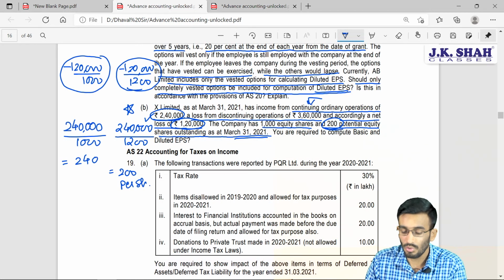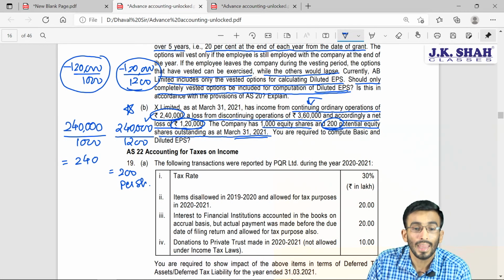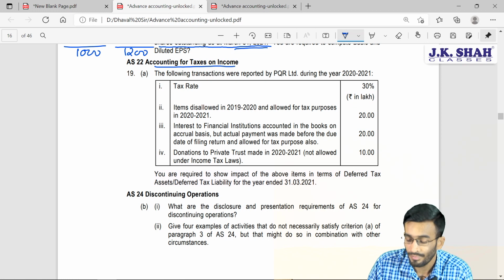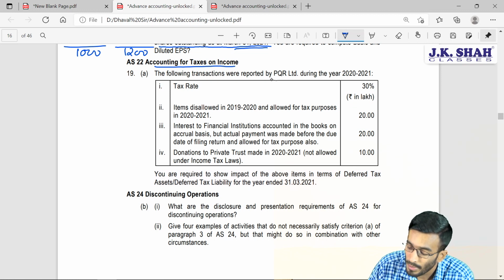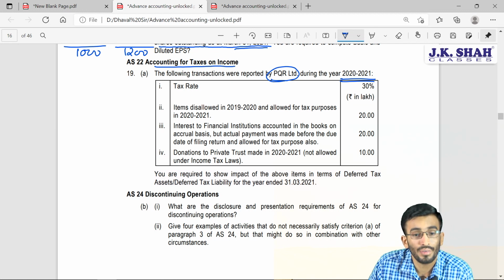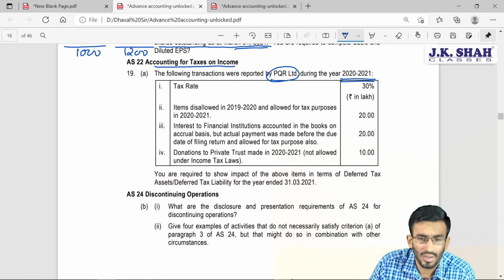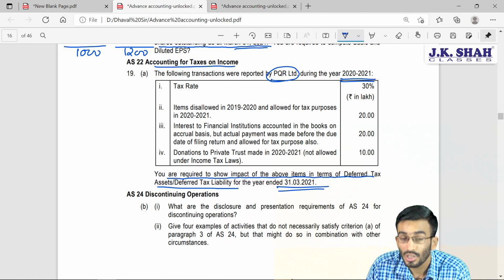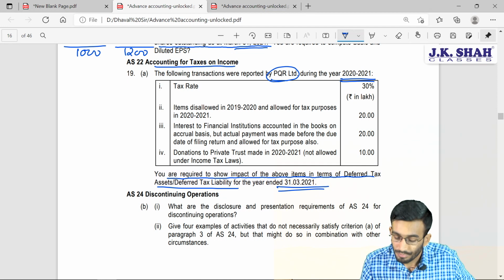Now let us move to the next question, that is AS 22. AS 22 talks about accounting for taxes on income. The following transactions are reported by PQR Limited during the year 2021. Tax rate is given as 30% and a few transactions are given. Let's check what we are supposed to do here. You are required to show the impact of the above items in terms of deferred tax asset or liability for the year ended 31st March 2021.